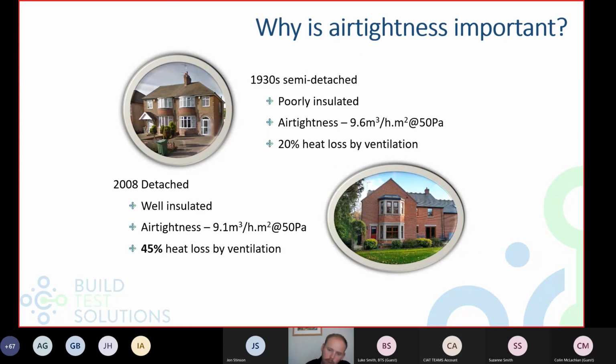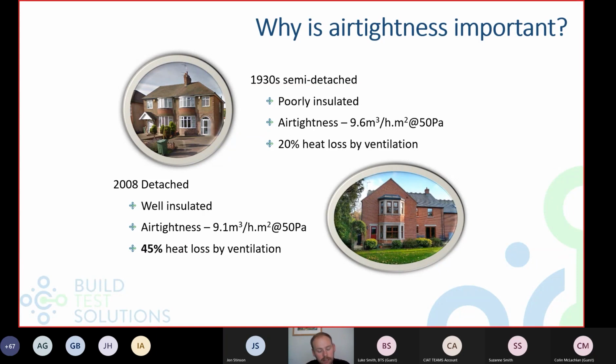And then moving on more particularly to air tightness, these are two houses in which I've lived, quite different houses, but with really similar air tightness. On the top there is a 1930s semi-detached solid walled house I lived in as a student. Pretty good air tightness, you could say, for that sort of building, but quite poor insulation. But in turn, that meant that the heat loss through air movement and ventilation was a relatively small part of the overall heat loss, only 20%.